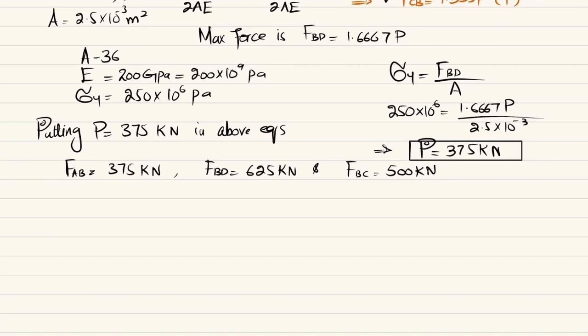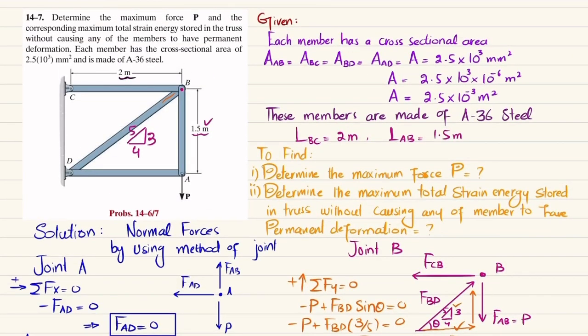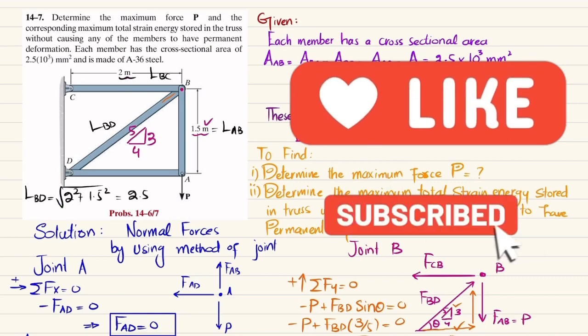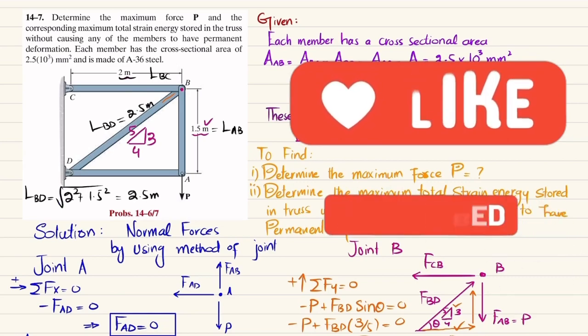Now we also have the length of CB, LBC or CB. This is the length of AB. Clear? So the length of BD can be obtained by using the Pythagoras theorem. So the length of BD will be equal to 2 square plus 1.5 square under the root, and that will be equal to 2.5 meter. So I will write it, 2.5 meter.